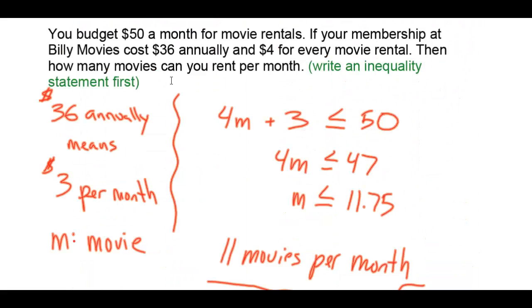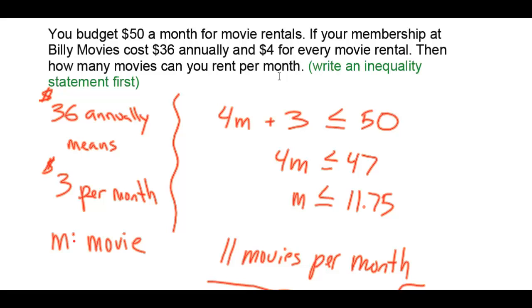Okay, now in this example, we're looking at a word problem that involves inequalities. Now, let's talk about why it's an inequality. So here it says you budget $50 a month to rent movies. It costs you $36 a year and $4 per movie. Okay, and it's asking how many movies can you rent per month. So per month is pretty key.